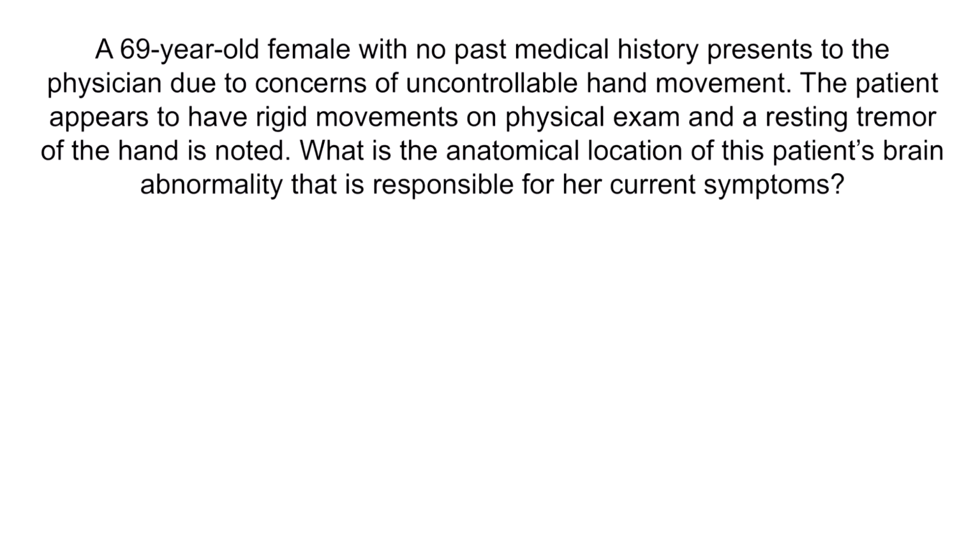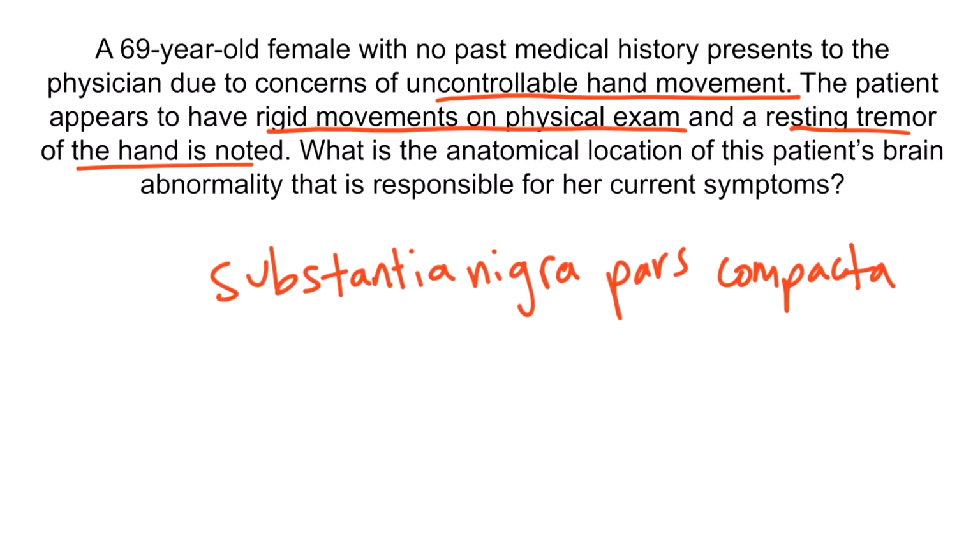All right, this patient is suffering from Parkinson's disease. She has a pill-rolling tremor and cogwheel rigidity. And as we just learned, Parkinson's disease is due to loss of dopaminergic neurons in the substantia nigra pars compacta. So the answer to the question is the substantia nigra pars compacta.